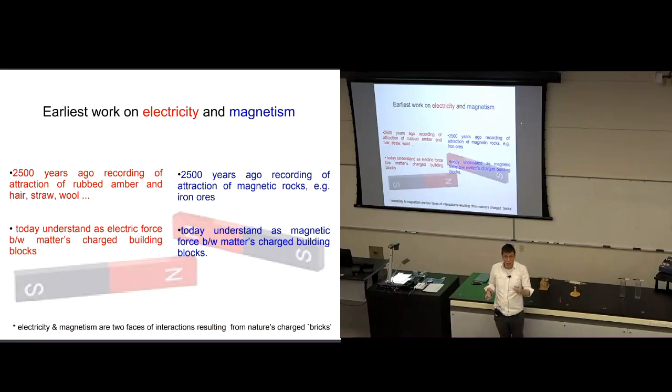Nowadays we know that the attraction between certain magnetic rocks is actually also a manifestation of a magnetic force between the charged building blocks of matter. So actually, electricity is ultimately arising because all material is built out of charged building blocks, and electrical forces arise because of that. Magnetism, the same thing. Magnetism arises because matter is made out of charged building blocks, and that leads to magnetic forces as well. So electrical forces and magnetic forces actually have the same roots. They have exactly the same roots. Their roots are both electrical charge. Electrical charge produces both electric and magnetic forces. So that's a very important point.